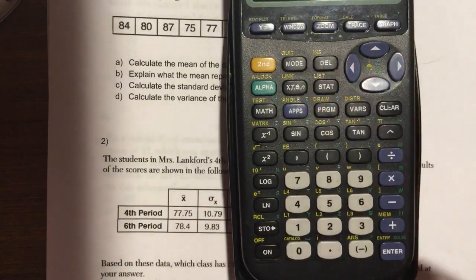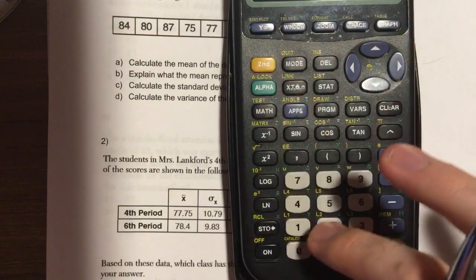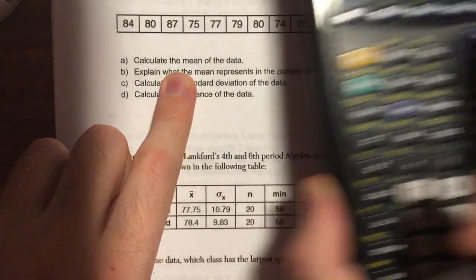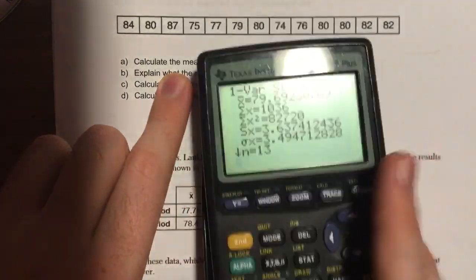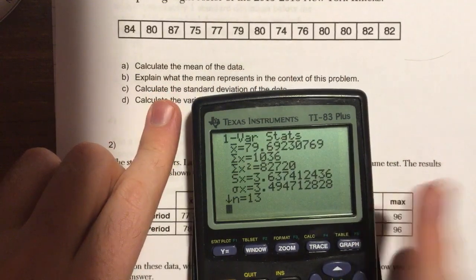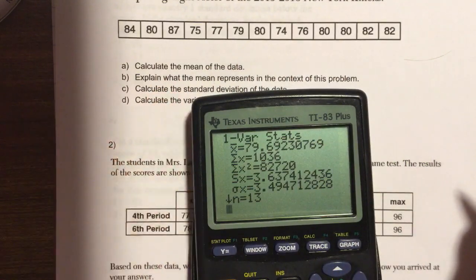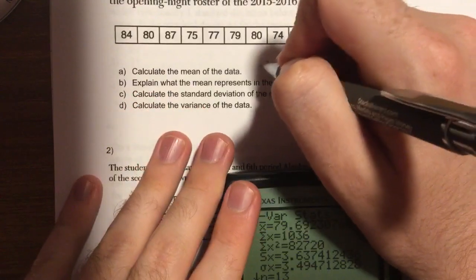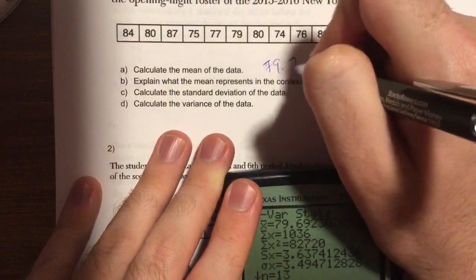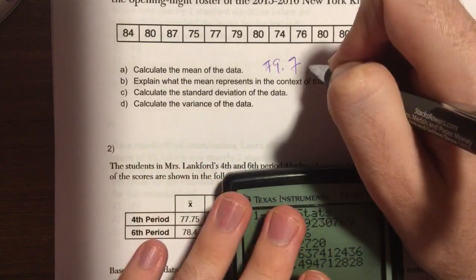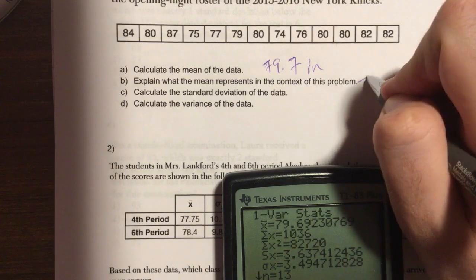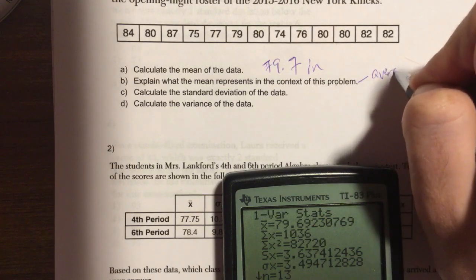Okay, after doing that, we're going to go to Stat Calc, 1-Var Stats, and choose List 1. And we can find the mean using the x with the bar on top. So that would be 79. I'll round it to the nearest tenth, 79.7, and that would be inches. Explain what this mean represents. So that would be your average player's height.